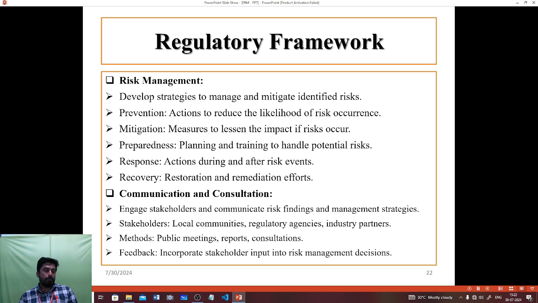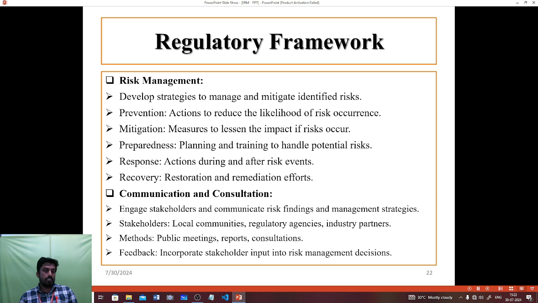The next one, preparedness: planning and training to handle the potential risk. Once the risk has occurred, we handle it with some experience and planning we have learned, to protect our environment. Then response: the actions during and after risk events, for which we are responsible.